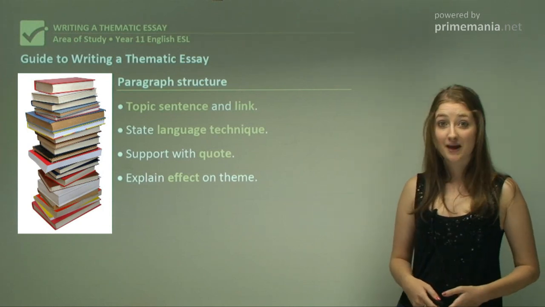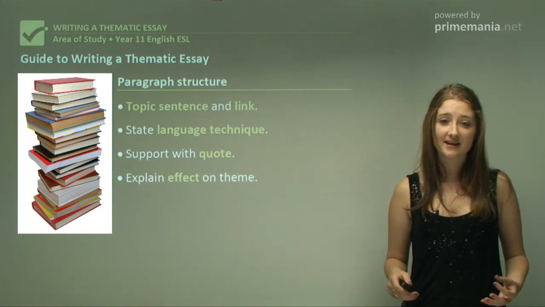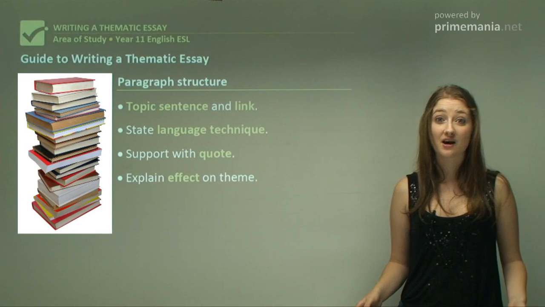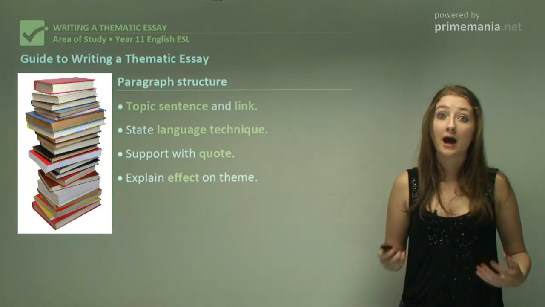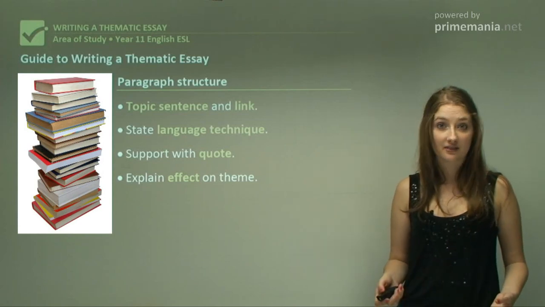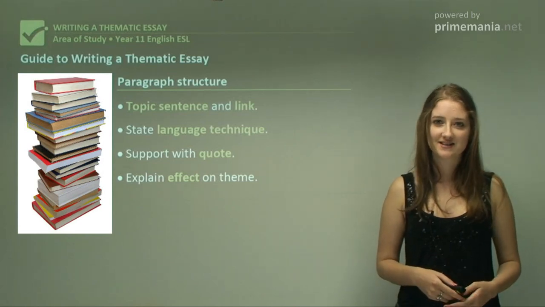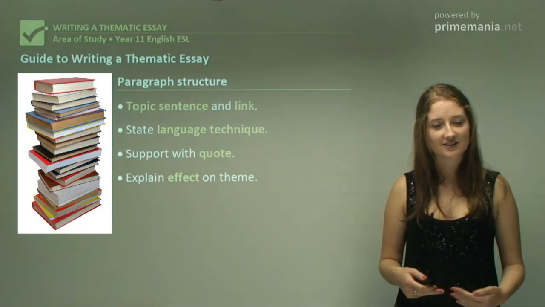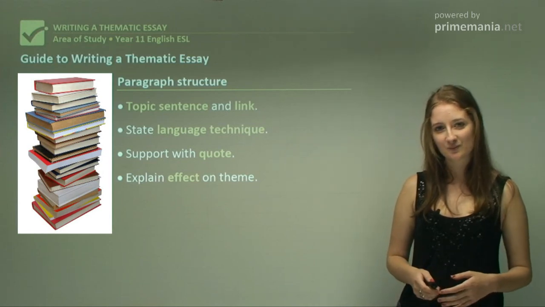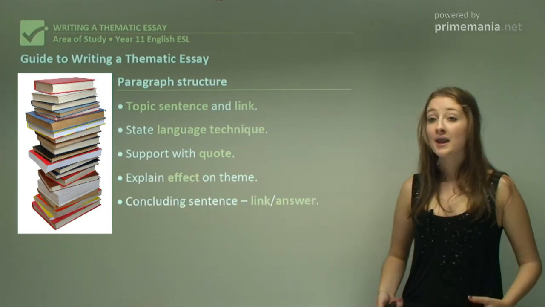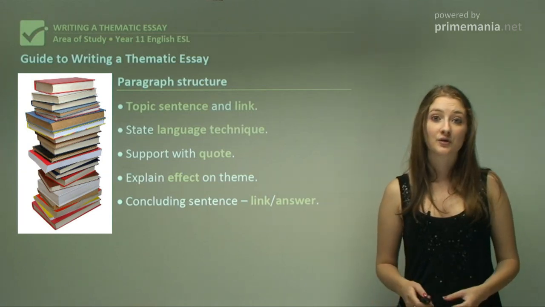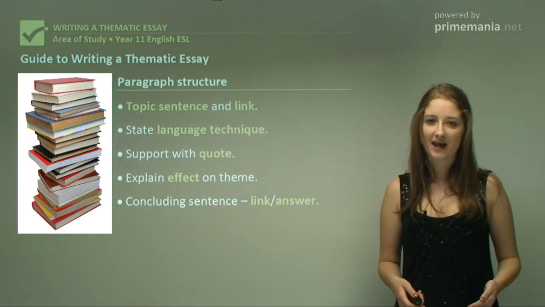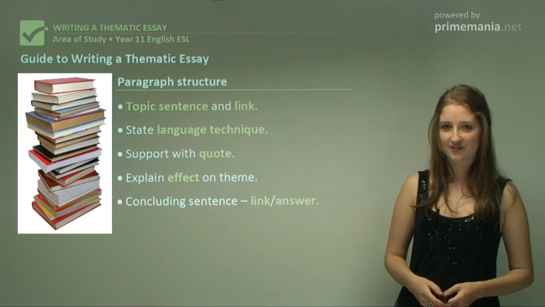You then need to explain the effect of that quote and technique on the theme. As we've discussed, you're always coming back to that theme, and while you might be bored out of your mind with how often you mention that theme, it's what the marker wants to read. So if you're always coming back to that, you're definitely going to be successful. You then introduce a concluding sentence, which basically, as always, gives a link back to the question and provides a direct answer to what the question's asking you.